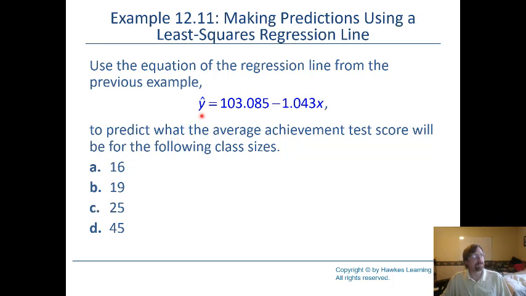So let's use this. We could use this equation to predict approximate test score for these following class sizes: 16, 19, 25, and 45. You go ahead and do that and take a minute and unpause when you're ready to move on.